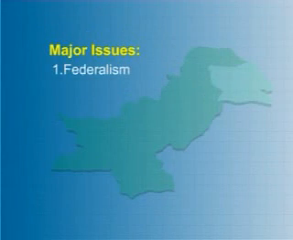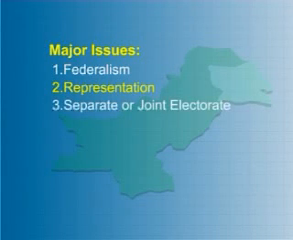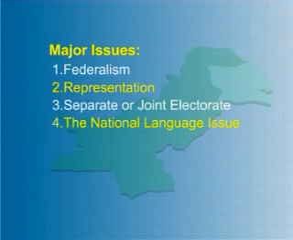One, federation or federalism. This was the first issue. Second issue was representation, how different units were to be provided representation in the federal legislature. The third issue was separate or joint electorate, or what kind of electorate was to be adopted in Pakistan. The fourth issue was the issue of the national language.